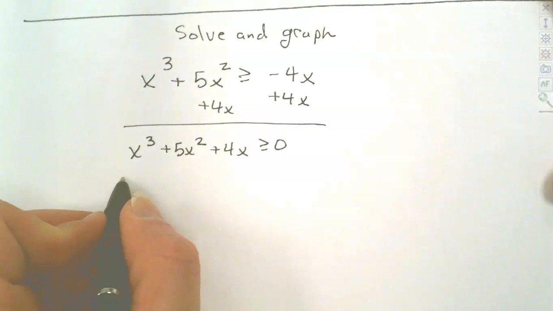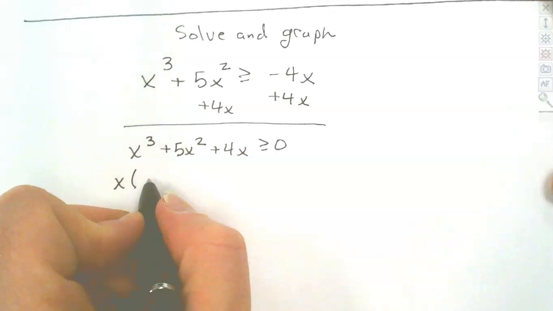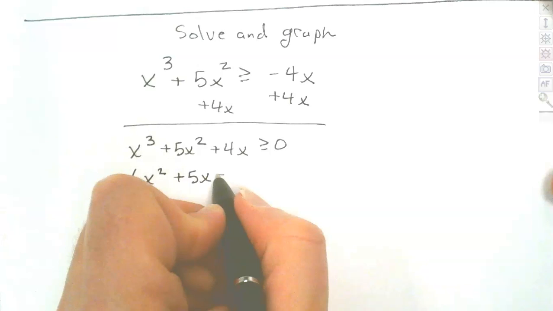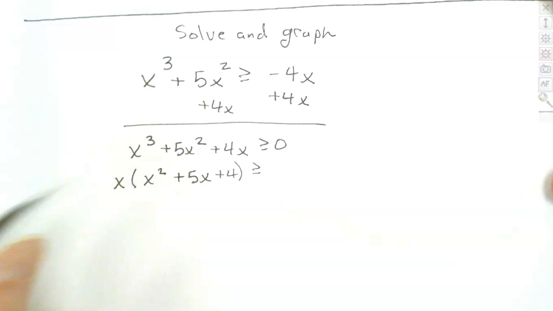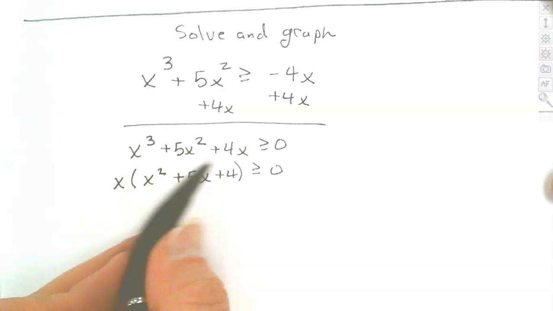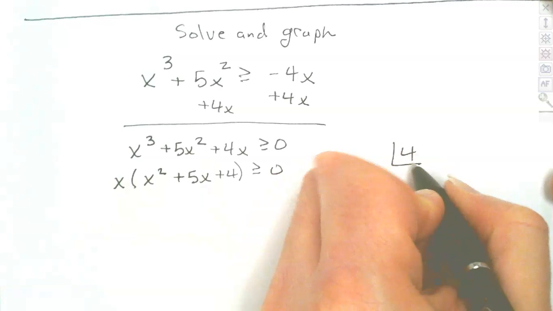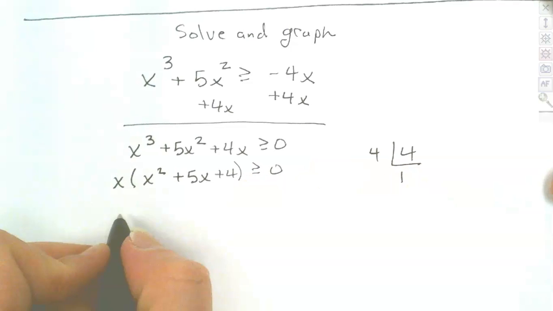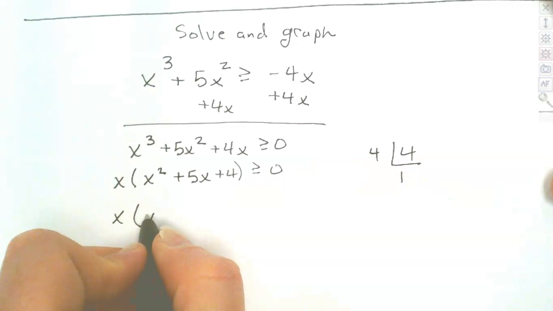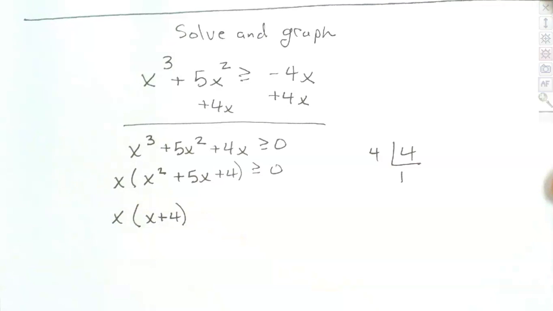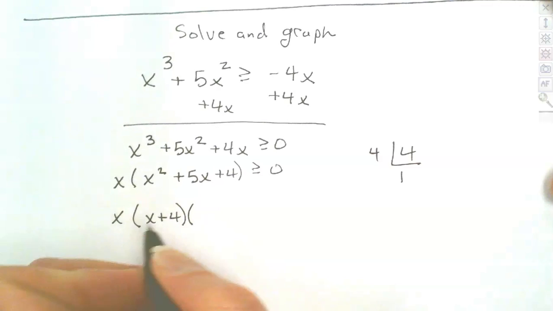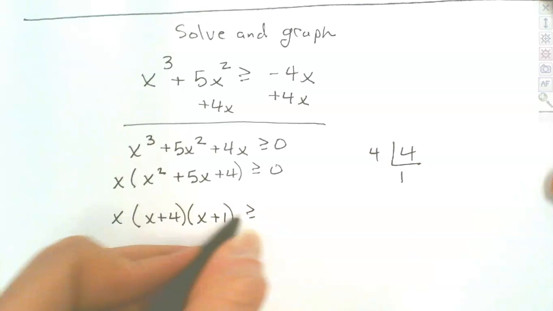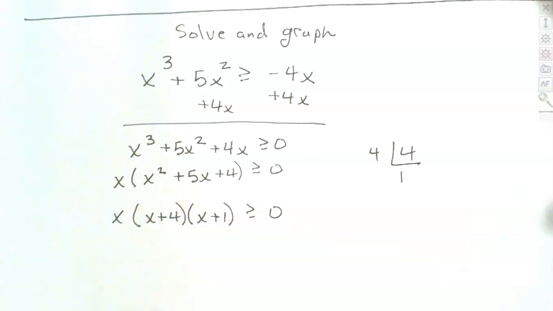So what can I do? Well, I can factor an x out, because they all have an x in common. And then first times the last is a 4. And 4 and 1 gives you that 5 in the middle. So that's going to factor into x times x plus 4, x plus 1 is greater than or equal to 0.